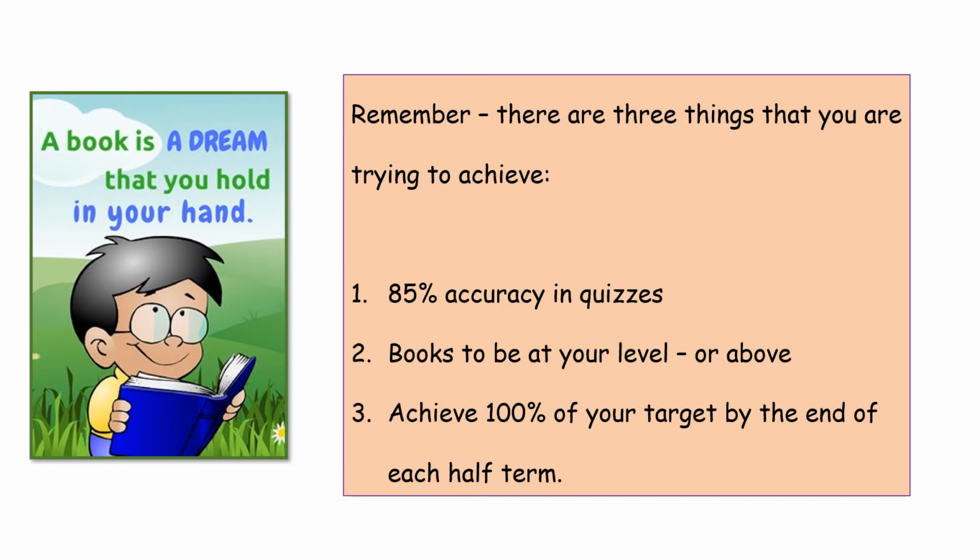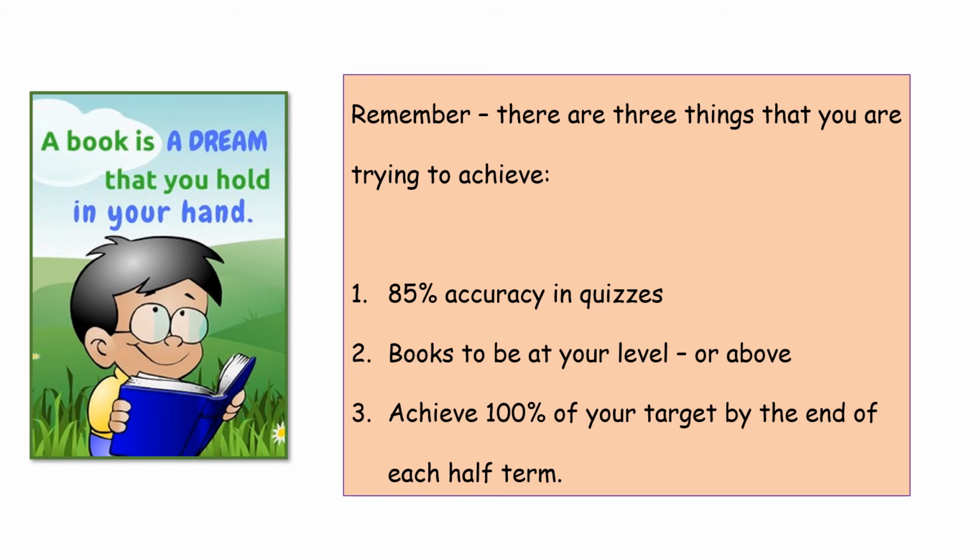There are 3 things that you're trying to achieve in your quizzes. You need to get 85% of the questions accurate, but that's an average. What that means is that if you've done a quiz on a book and it's got 10 questions, if you get 8 of those right, the next time you do a quiz with 10 questions, you need to get 9 right, and that will give you an average.